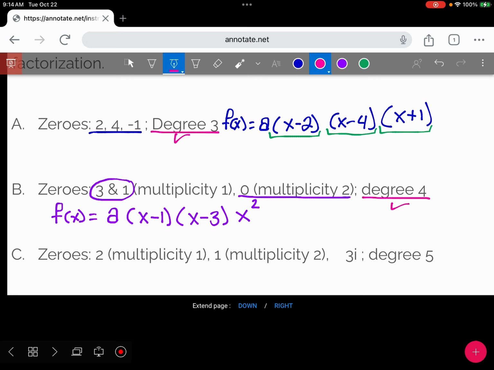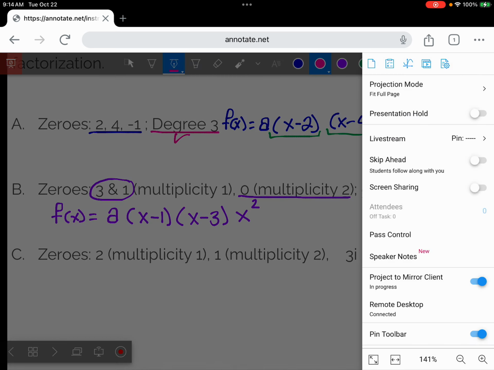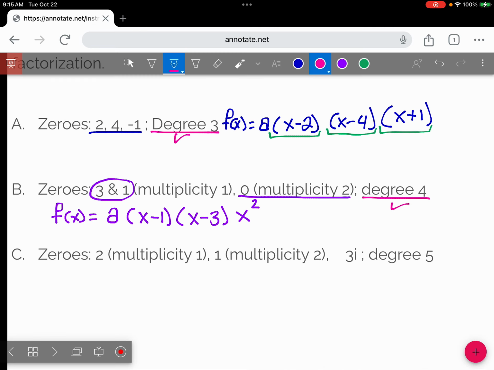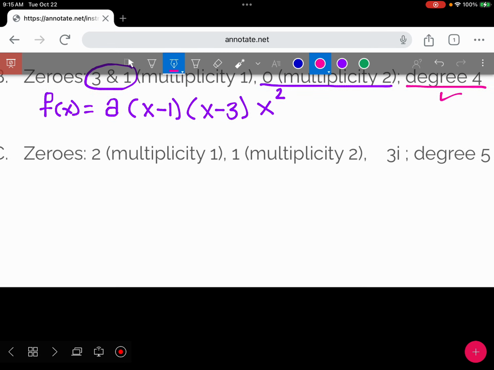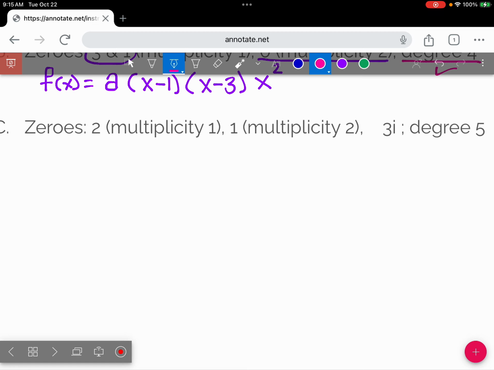This bottom one, I'm actually going to give us a little bit more space on. So I'm going to change the view here, just so it's easier to see, because it was way at the bottom and had very little space. So we've got zeros at 2 with a multiplicity of 1, 1 with a multiplicity of 2, and at 3i. We're supposed to get a degree of 5. So we're going to start with the pieces we see. So I'm going to take my f of x. We still don't have anything about a, so I'm just going to leave that as an a right here.